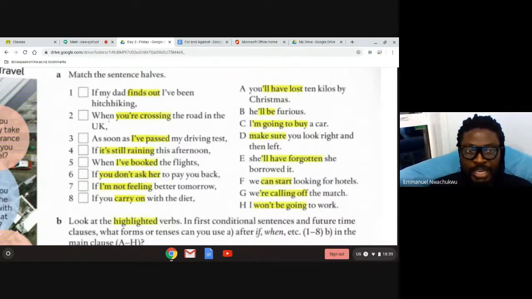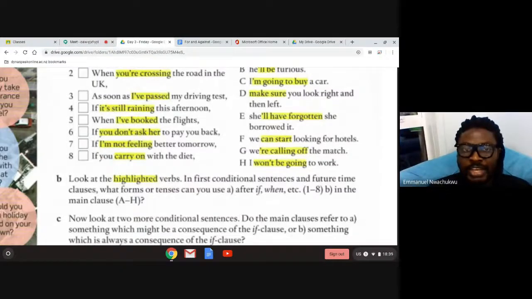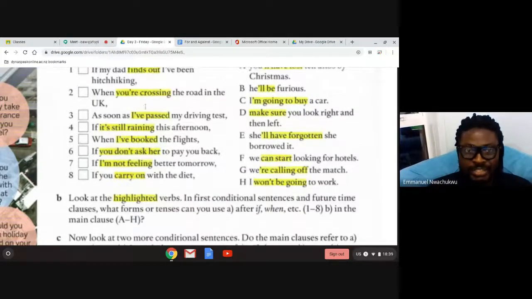After a clause beginning with when or as soon as, what kind of clause follows? What verb forms are they in? See if you can identify correctly each of those tenses.